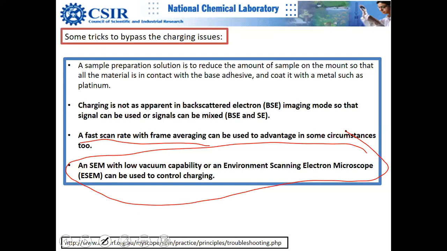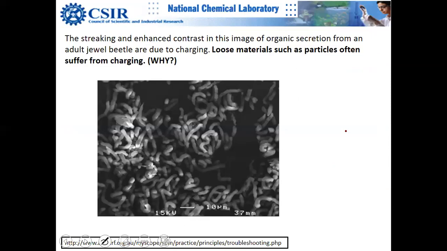So, sample preparation methods and all kinds of things. You can see another beetle. You can see the charging effect selectively. The question I had put here: loose materials such as particles often suffer from charging. What is the reason? Any answer from the audience?